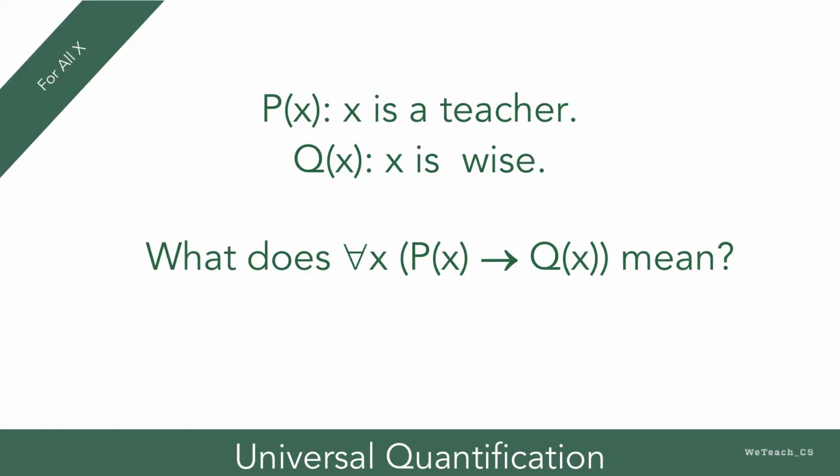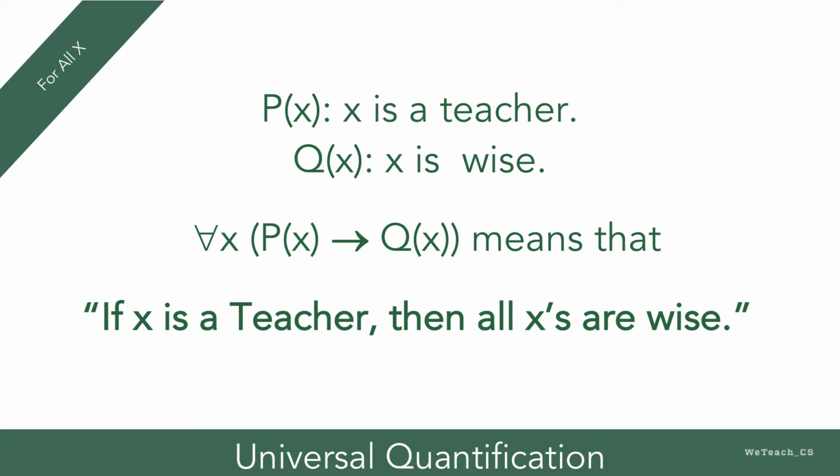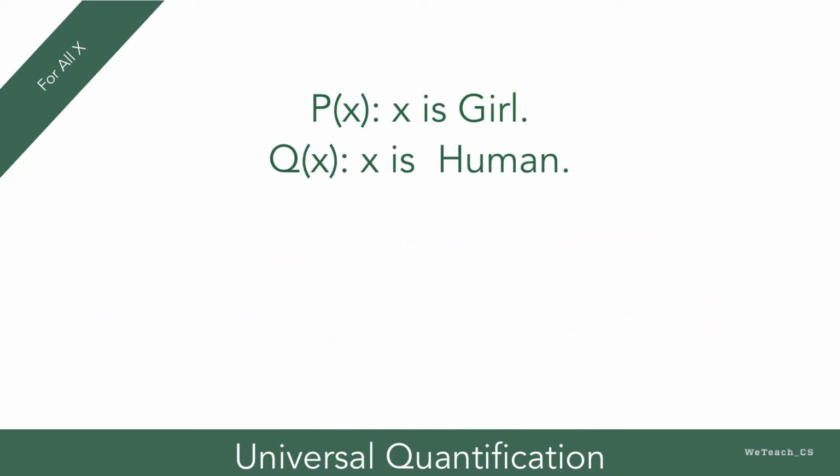Let us consider this example. Let us say that we have a universal set that contains all teachers. If we assign teachers the variable X, and we take a subset P of a teacher, and another subset Q that is Y's, what would this statement mean? This is how we would read this statement. If X is a teacher, then all X's are Y's. In other words, all teachers are Y's.